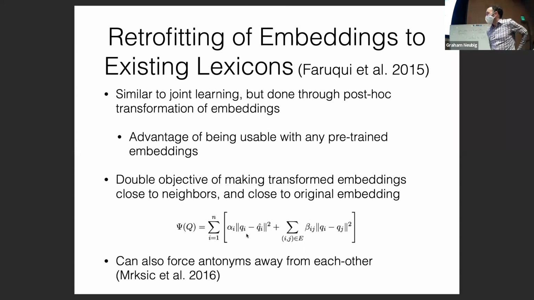Maybe more interestingly, this can also be used to do things like force antonyms away from each other. One problem with learned embeddings is that things that are actually very different, if they appear in similar contexts, tend to get related embeddings more or less. And so things like love and hate, good and bad, hot and cold will tend to appear in similar contexts, so they get very similar embeddings.